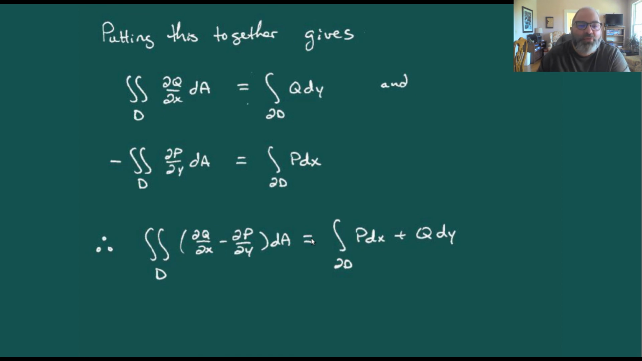And so if we put our two results together, what happens is our double integral over partial Q partial x dA, that was the line integral of Q dy. And the negative of the double integral of partial P partial y dA gives us our line integral over the boundary of P dx. So just adding those together, we get the ultimate result for Green's theorem.